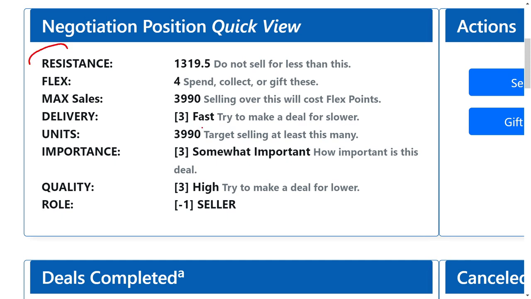So we have things like the resistance, the flex points, and over here we have the number that we chose before. So the resistance is telling us the price here, that is the resistance price. We have the delivery time. We have the importance and the number of units we can sell or buy. We have the quality, and of course, we have the role. In this case, we're a seller. So this is the quick view.